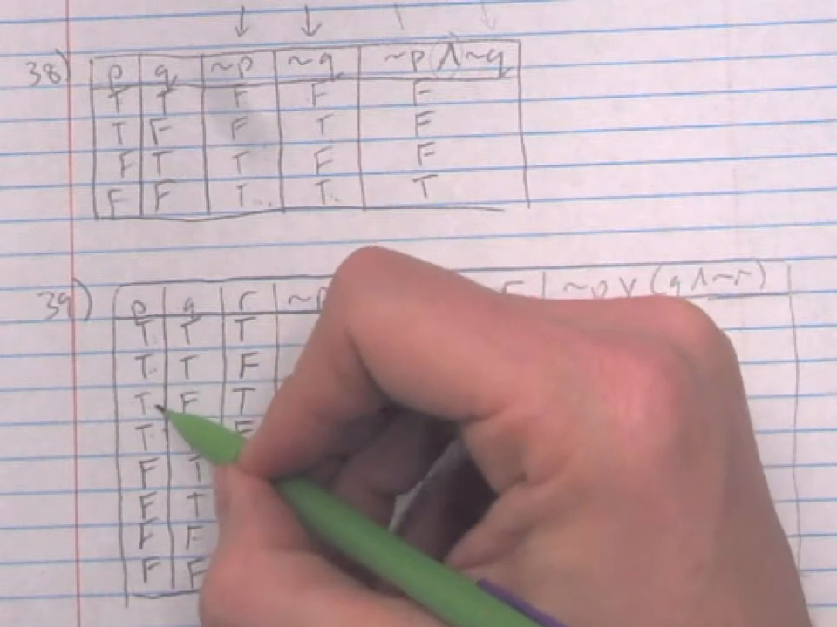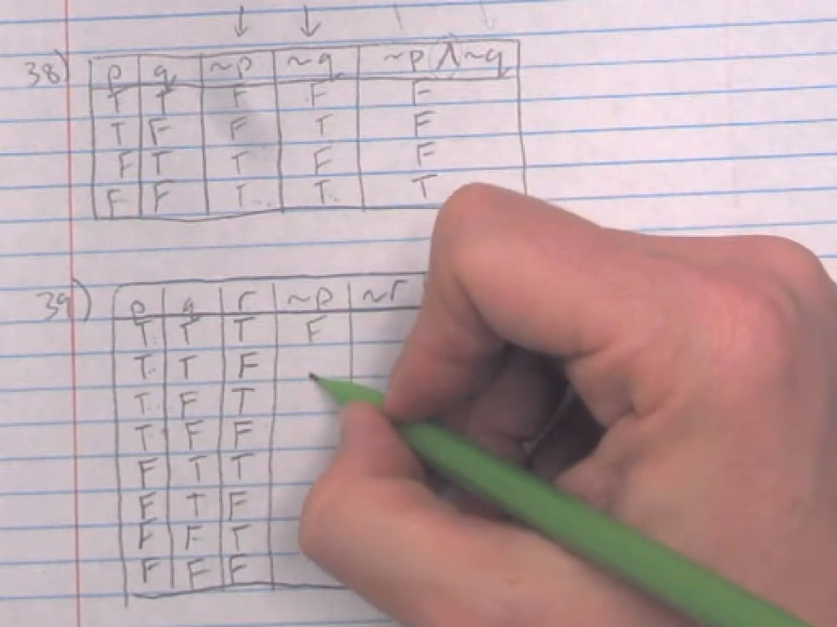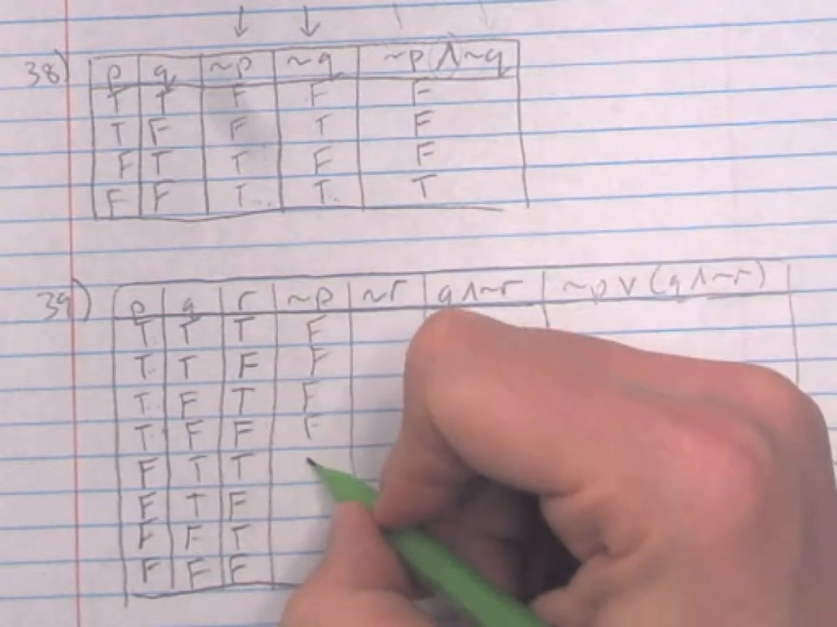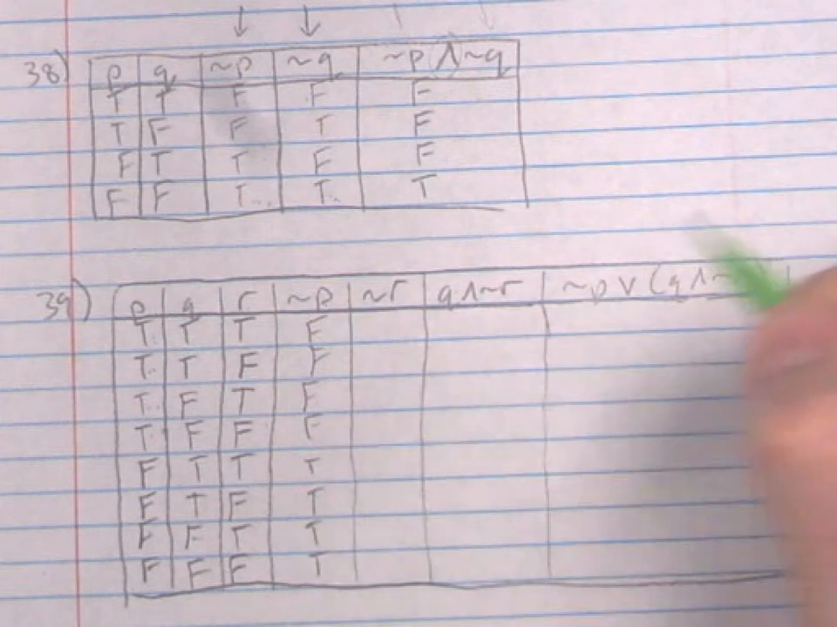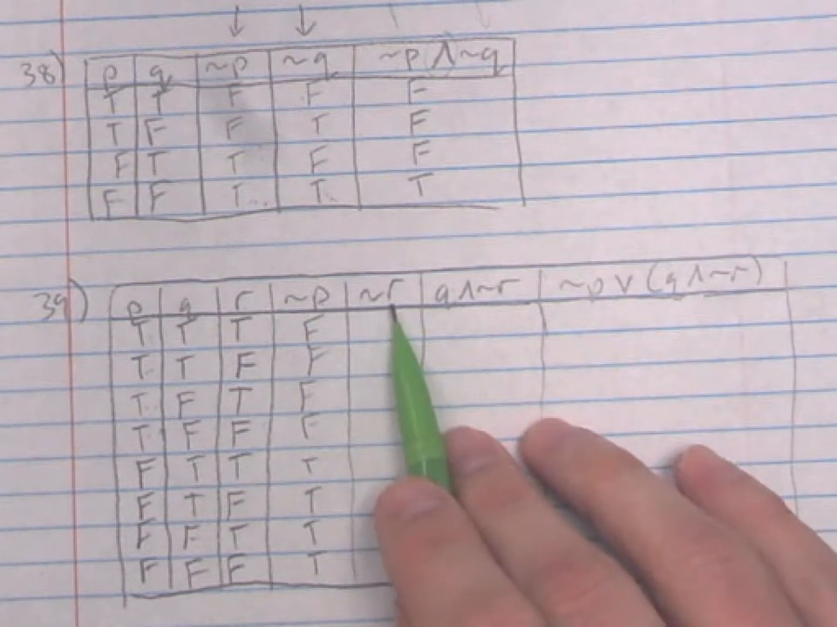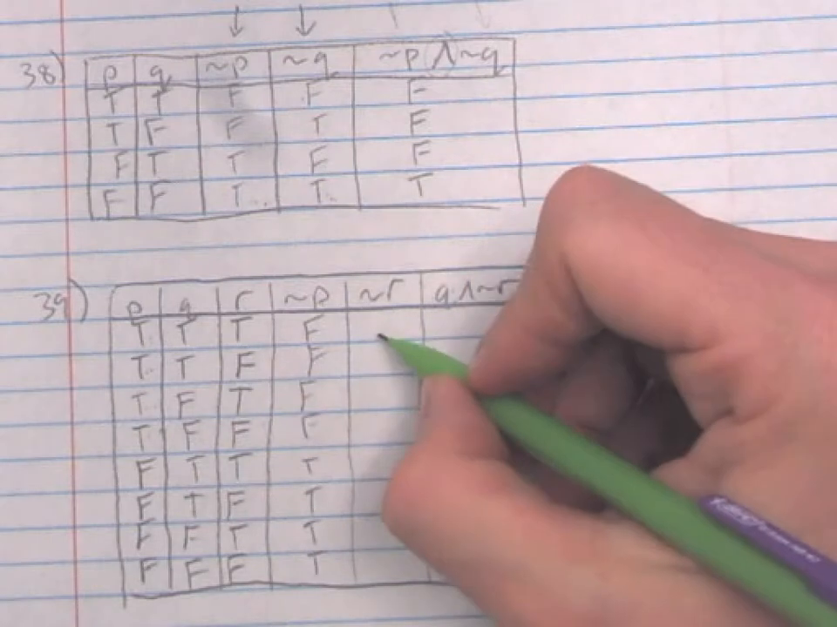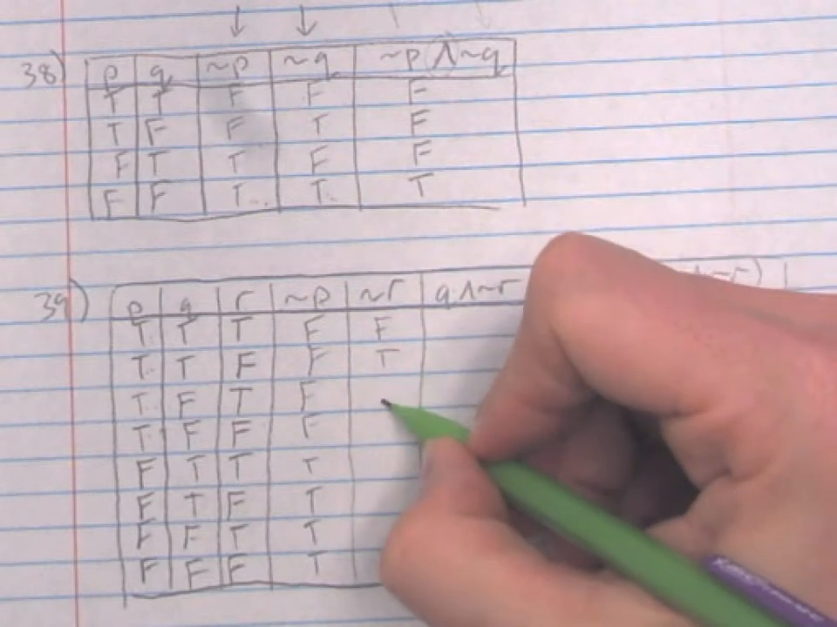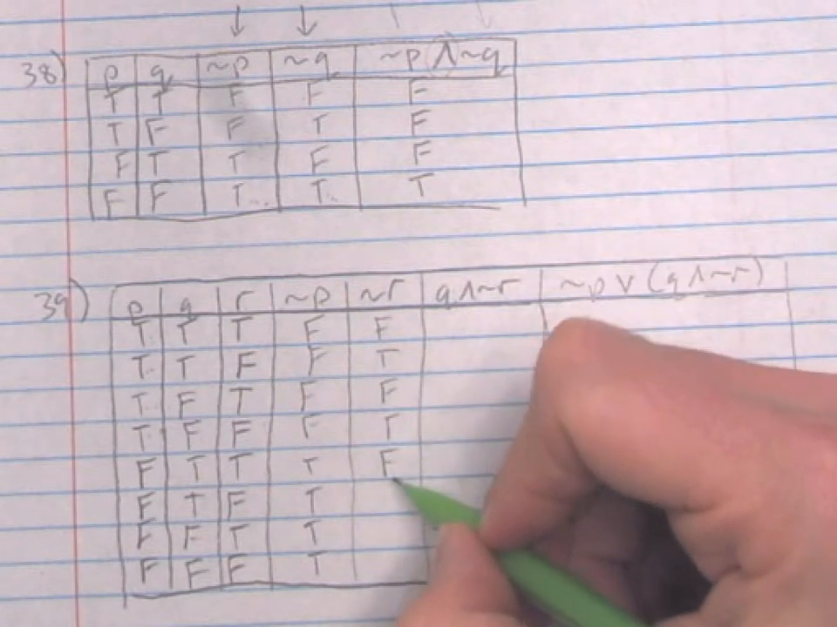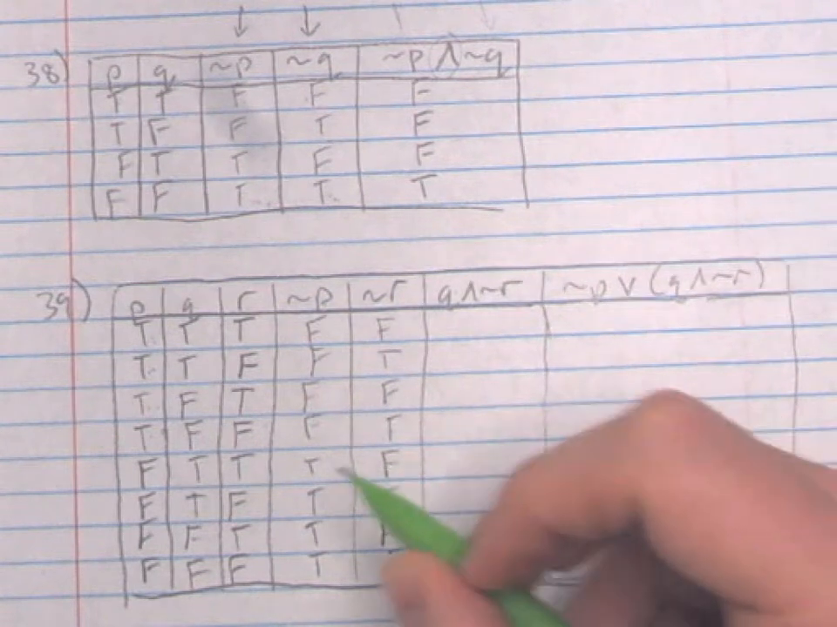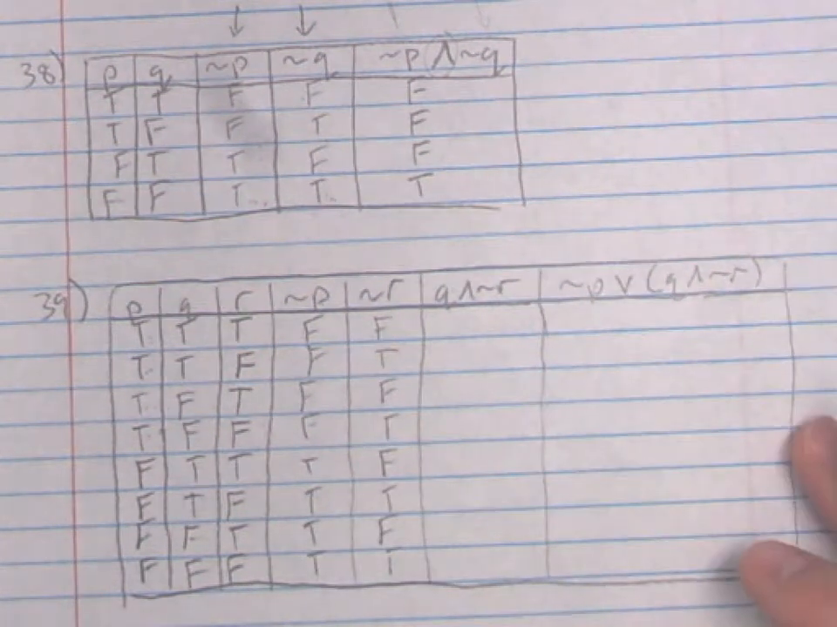So this is T, T, T, T, F, F, F, F. So this will be F, F, F, F, T, T, T, T. Okay, then we have the not R column, which is the exact opposite of the R column. So F, T, F, T, F, T, F, T. That's the exact opposite of these truth values.